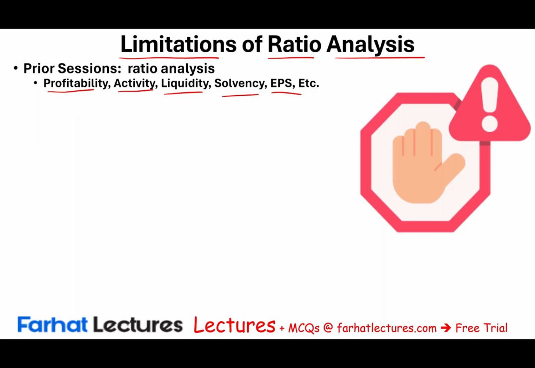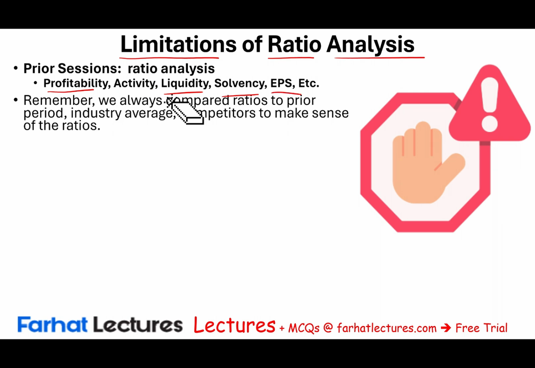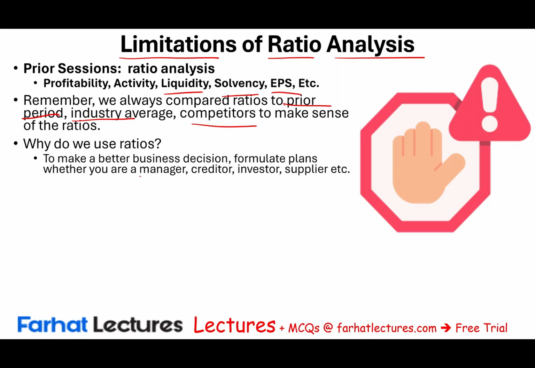And if you remember, we always mentioned that ratios need to be compared to a prior period within the company, to the industry average, to a competitor. It has to be compared to a benchmark for a ratio to make sense. And this is how we make sense out of them. Now, real quick, why do we use ratios in the first place? Well, we use ratios to make better business decisions and formulate plans for the company, whether you are a manager, creditor, investor, or supplier. You want to take a look at the ratios in order to make a better decision.